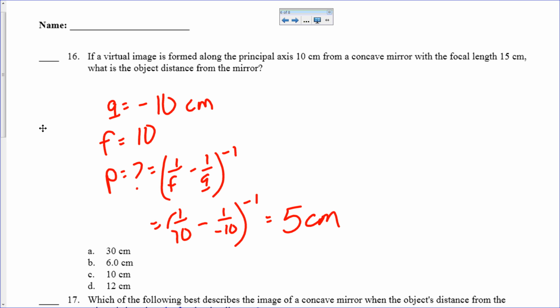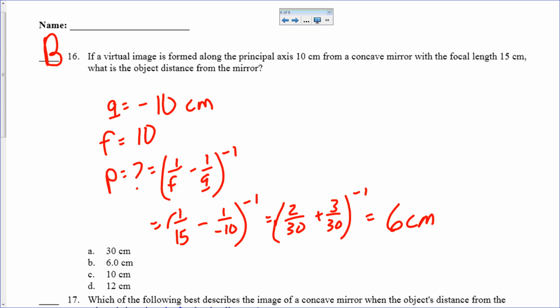The focal length is 15. So my focal length here should be 15. What is this? 2 over 30 plus 3 over 30 to the negative 1, that's 5 over 30, or 30 over 5, which is 6 centimeters. So the answer for 16 is B.